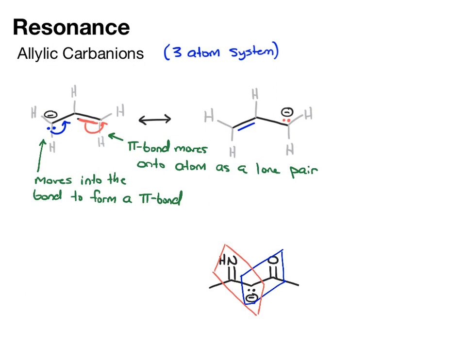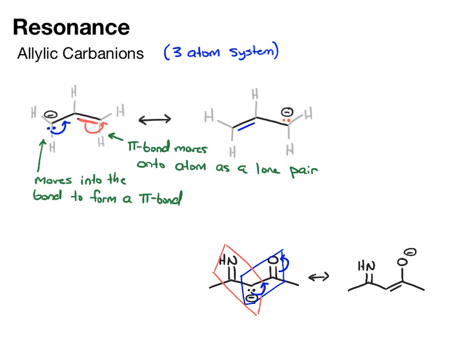So if we want to draw the resonance structure using the pi bond on the right, move that lone pair in to form the double bond here. Then we'll push this pi bond onto the oxygen as a lone pair. Everything else stays the same. So I get a new pi bond here. The oxygen gets a new lone pair and the negative charge.